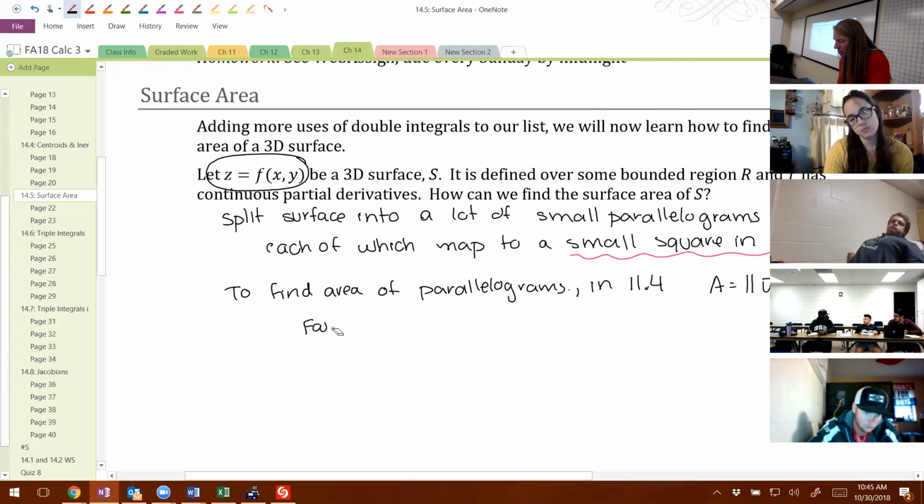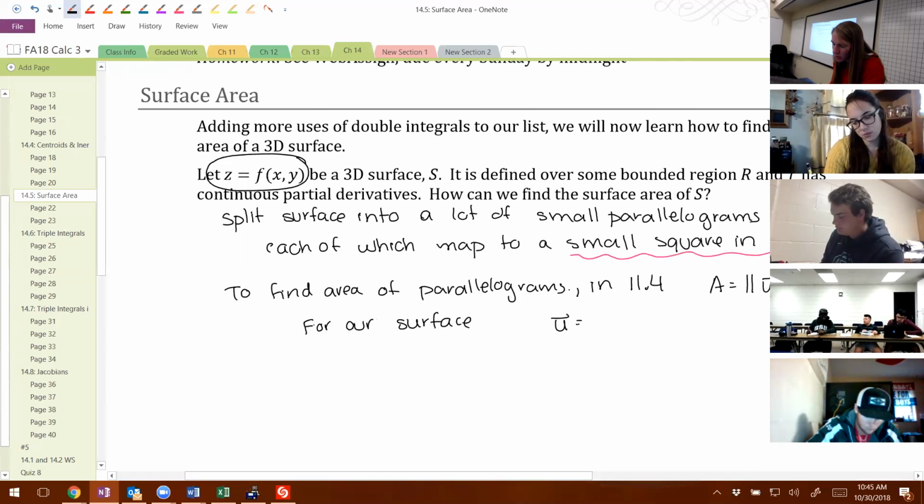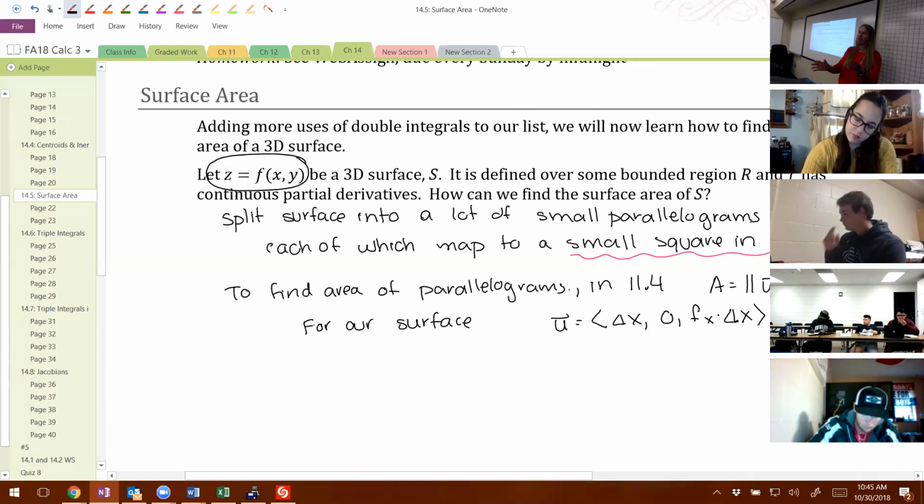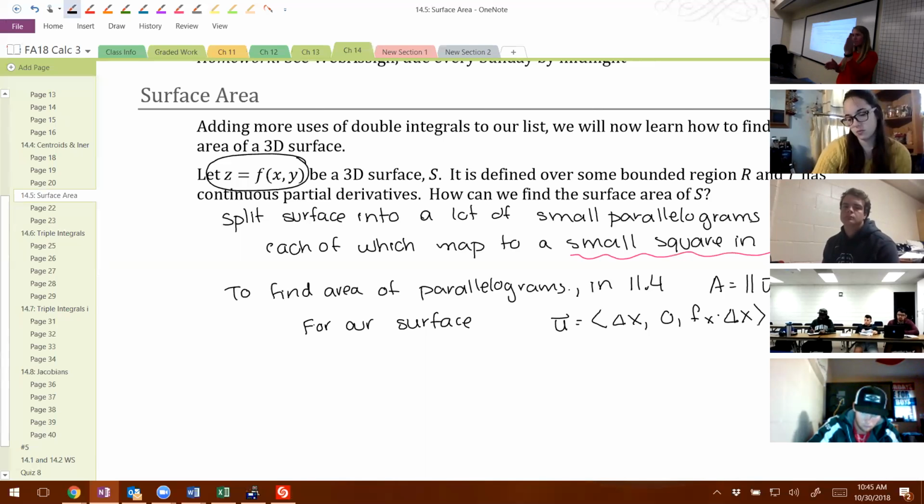So for our surface, eventually we can come up with that u is going to be equal to (delta x, 0, and then the partial of f with respect to x times delta x). Like I said, seeing where that comes from is not obvious. It's explainable, but I don't think it's really worth it for what we need to do right now. One of the sides of that little parallelogram is given by whatever the change in x is, and then no change in y, just the 0 for that, and then the partial derivative with respect to x times the change in x.